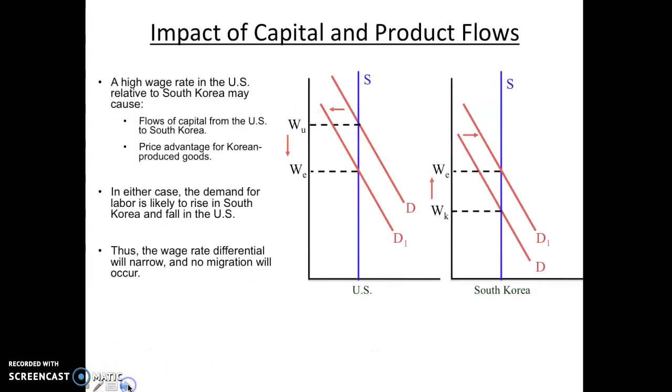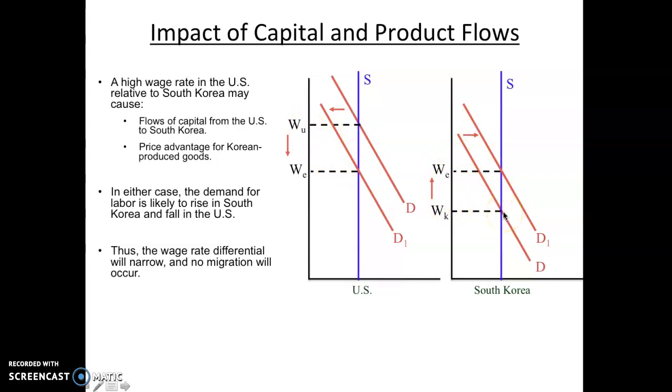Lastly, I want to talk about the impact of capital and product flows. For this example, we're going to use Korea. In the left-hand graph, we have the U.S. labor market, and let's say the supply is vertical, and South Korea over here, supply is vertical. Well, if currently there's high wages in the U.S., say the wages are at WU, where demand intersects supply here, and in Korea, wages are low, demand intersects supply here. So start out at WU in the US and WK in Korea.